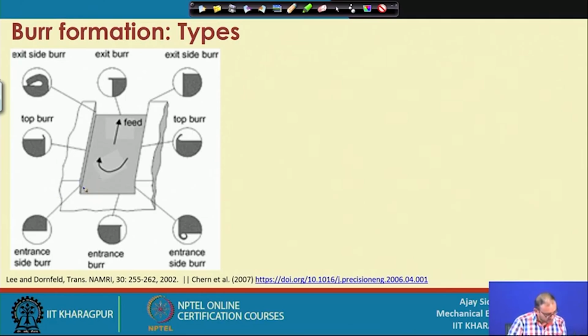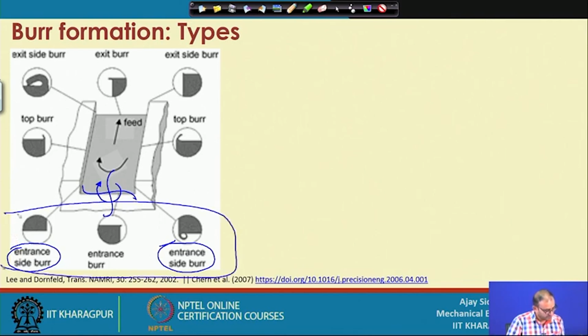Now, your cutting tool is like here. Consider this your cutting tool, correct. It is rotating in this direction. When it is rotating, this is called the entrance side burr. Whenever your tool is entering inside, all the burrs are related to the entrance part. So this is called the side burr, and this is the entrance burr because it is at a location other than the side.